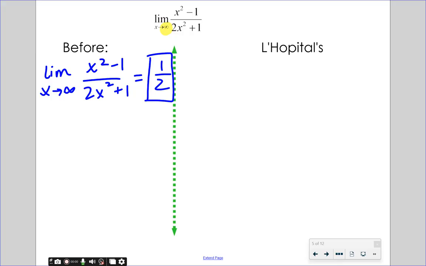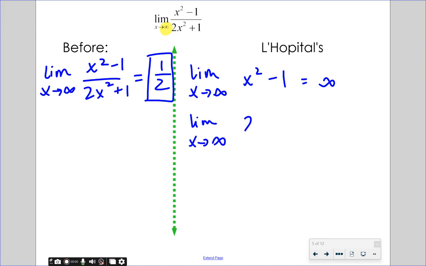First, we have to show what the limit of the numerator and denominator are separately. So limit as x approaches infinity of x squared minus 1. What is it approaching as we go to infinity? Infinity. Limit as x approaches infinity of 2x squared plus 1. What is that one approaching? Infinity. Okay, so infinity over infinity is another case where we can use L'Hopital's rule.